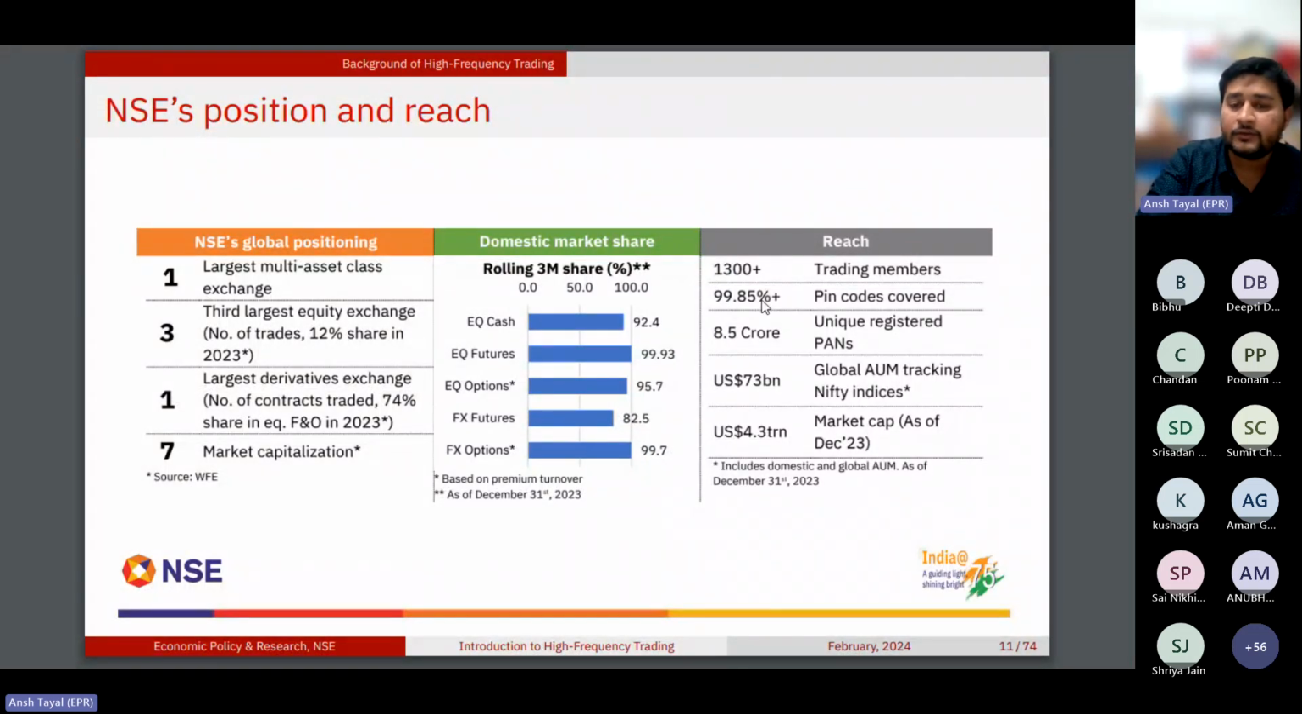You would be surprised to know. If you look at the pin codes, investors at NSE cover 99.85% of the pin codes in this country. There are around 19,200 pin codes, and only 33 pin codes are there from which investors are not there. That is how big the reach of NSE is.